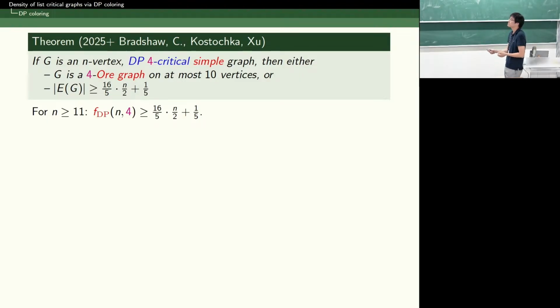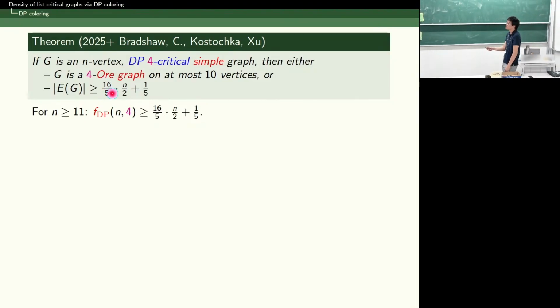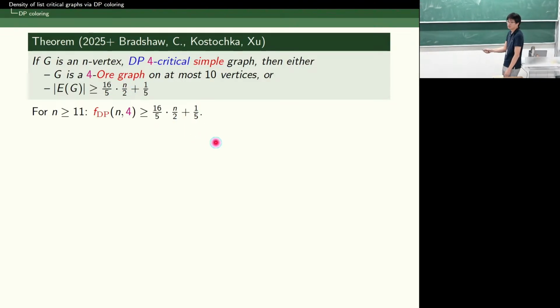So we proved that either you are a 4-Ore graph on at most 10 vertices, so you start with 3 of these complete graphs on 4 vertices and then combine them, or you have this density, which is like 3.2. So this says if your graph has at least 11 vertices, then you have this many edges. So these are our results for DP coloring.